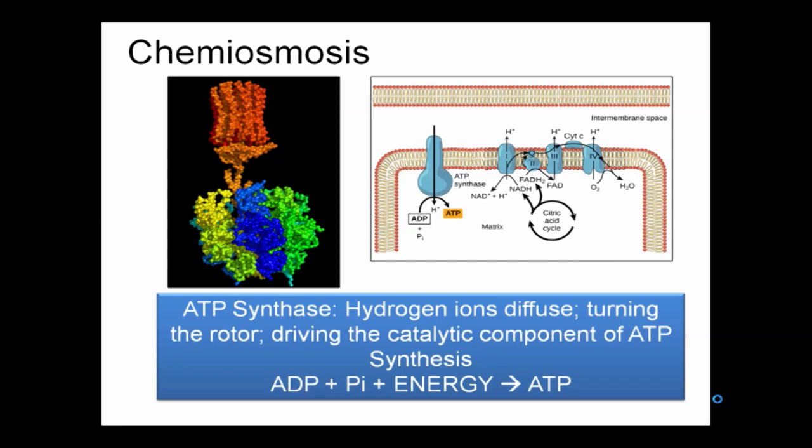We find electron transport chains not just in mitochondria, we find them in bacteria, we find them in chloroplasts as well. Very similar structures, very similar processes.